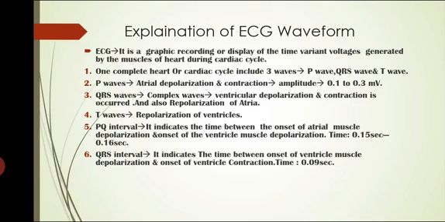So the first wave is the P wave. This P wave is nothing but the atrial depolarization and contraction. And during this P wave, we are getting an amplitude of 0.1 to 0.3 millivolt. Next one is the QRS wave.